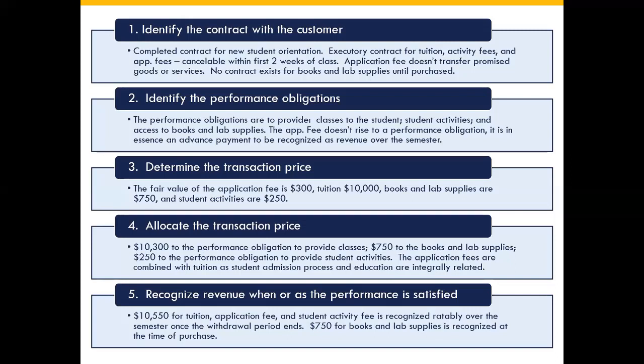So then the revenue recognition process in number 5. That tuition period stretches over that semester. So the tuition, the application fee, and the student activity fee gets recognized ratably over that semester period. And then the $750 for books and lab supplies, that's when the time of purchase happens, that gets recognized as revenue. So you don't have to stretch that over the semester period.